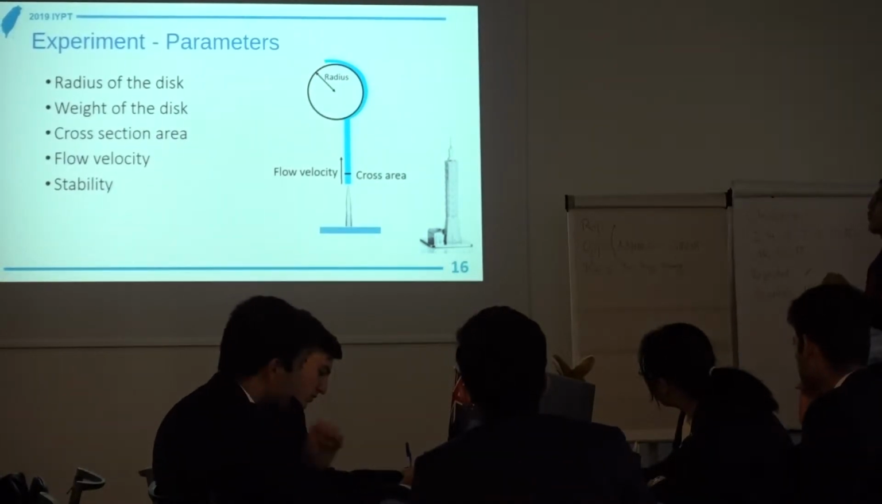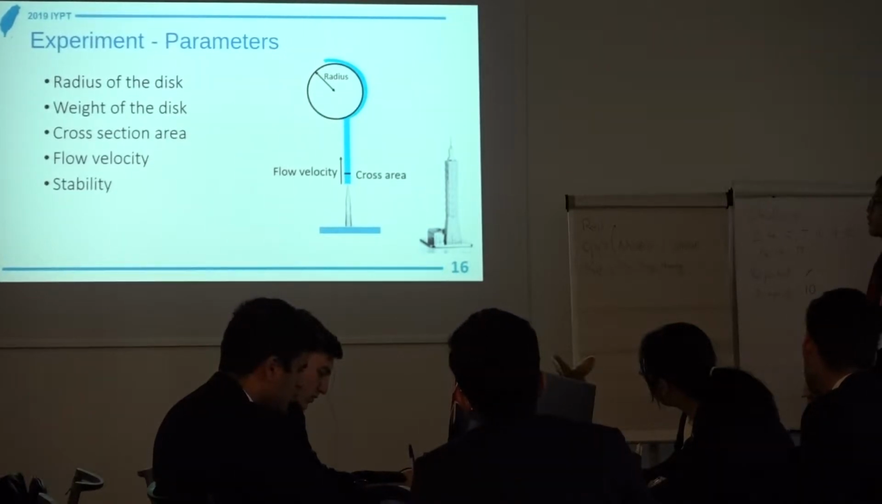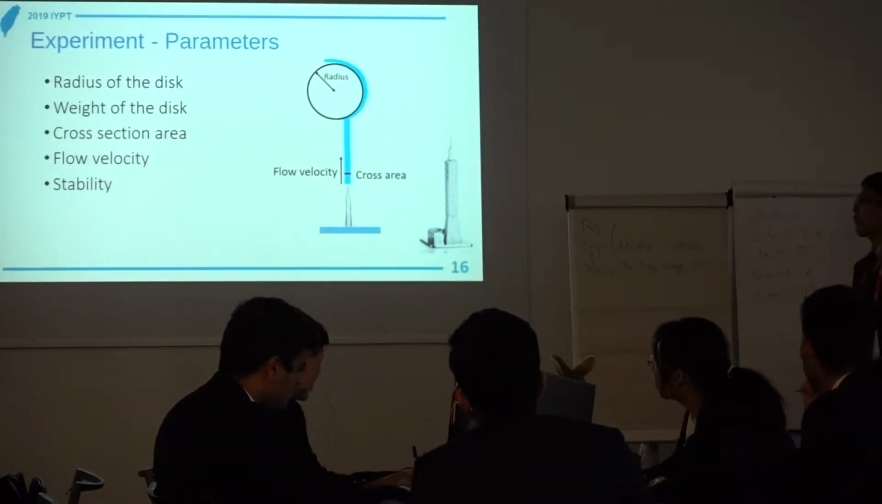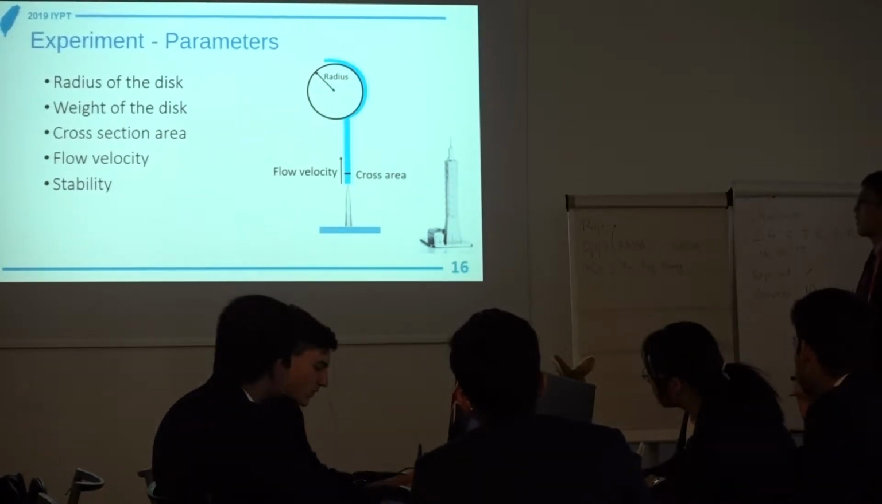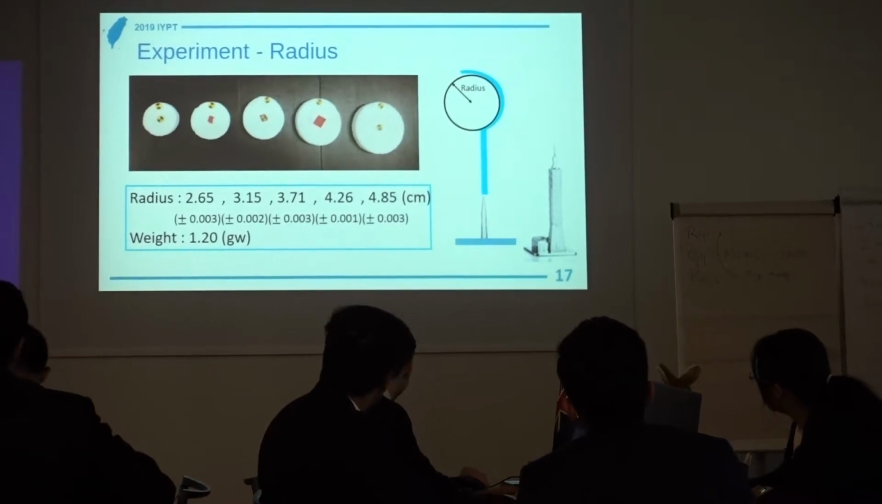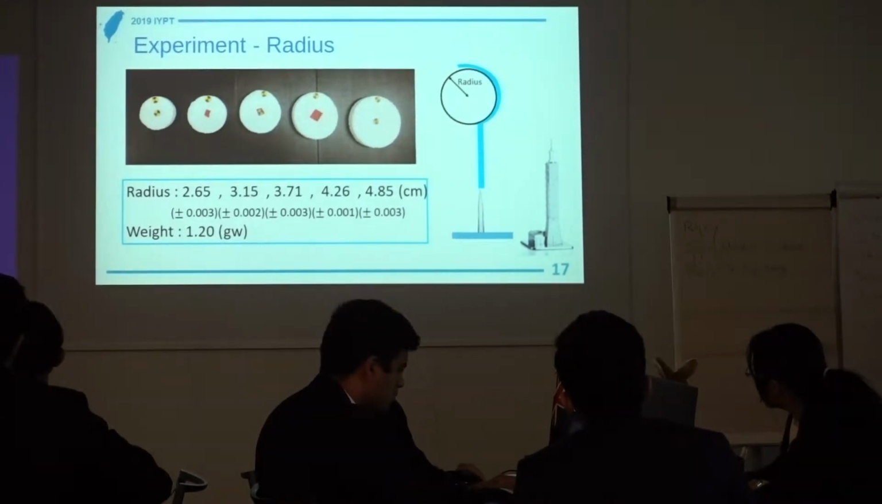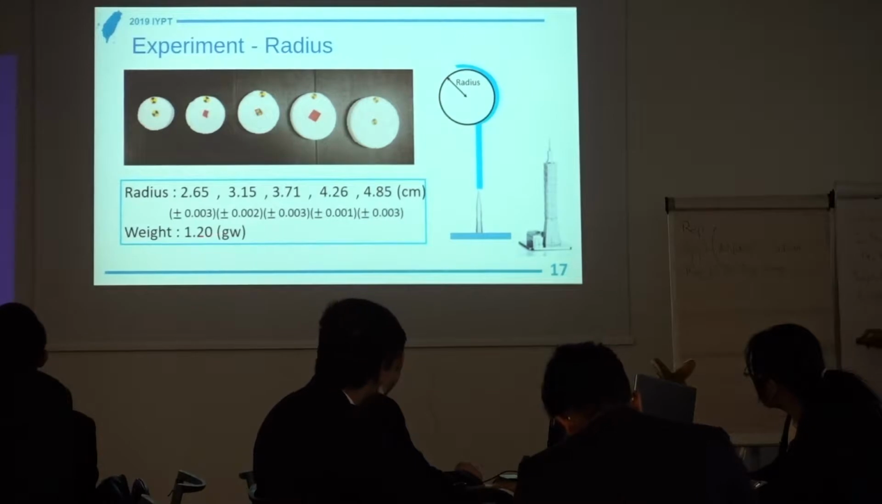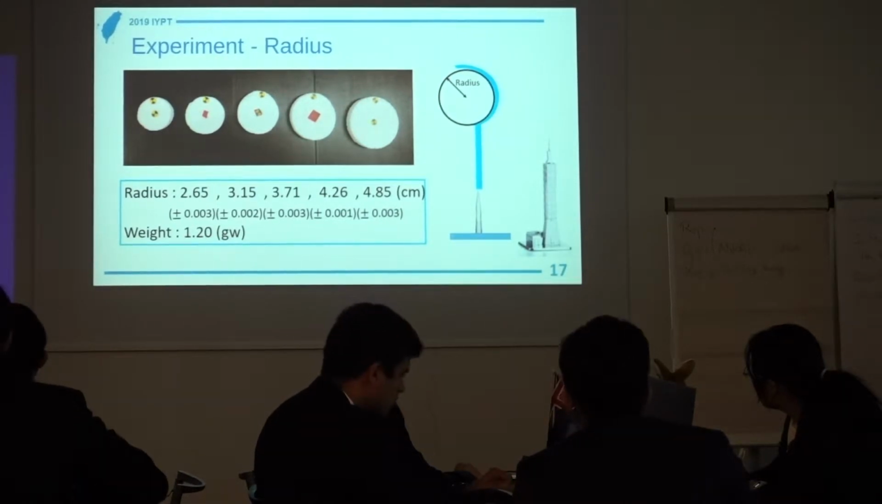So here are the parameters that we use in this experiment. First, we'll be talking about the radius of the disk and also the weight of the disk, and about the cross-section area of the water jet and the flow velocity, to analyze its stability. The radius that we use will be from 2.65 centimeter to 4.85 centimeter. We control the same weight of 1.2 gram.